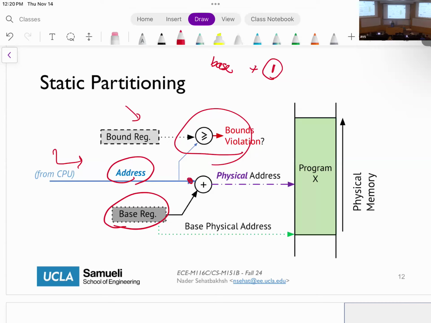The difference between this CPU address, which we are later going to say is what we call the virtual address, versus the actual physical address is that there is some form of translation going on. In this case, it's a very simple translation.